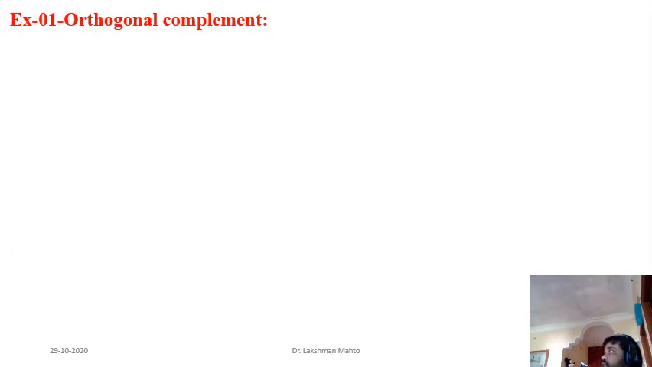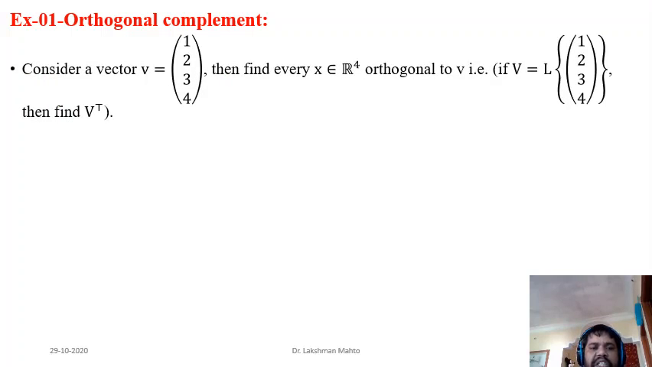Coming to this, the actual question of this tutorial is how to find the orthogonal complement of a given subspace. Suppose the question is like this: consider a four-dimensional vector with entries 1, 2, 3, 4. We have to find every four-dimensional vector which is orthogonal to this vector. In R4 we have infinitely many vectors, and among them we have to find those orthogonal to this given vector V. We can also pose this as: if you have a subspace with a single basis element V, then we have to find the orthogonal complement of V.